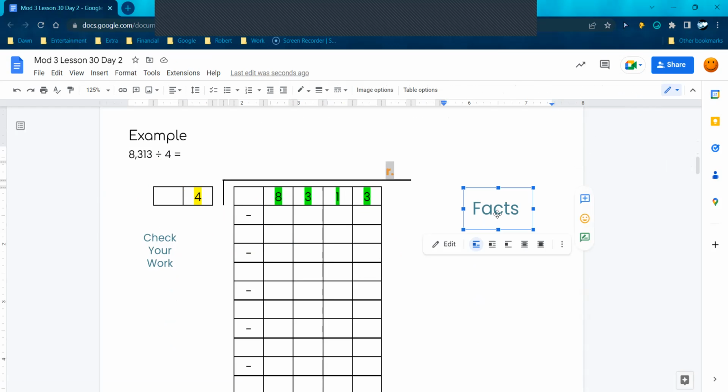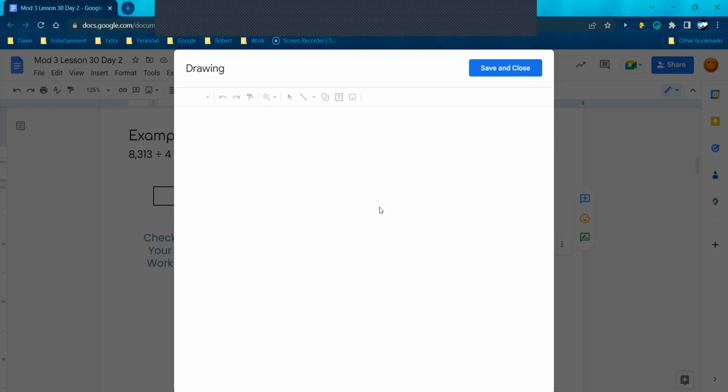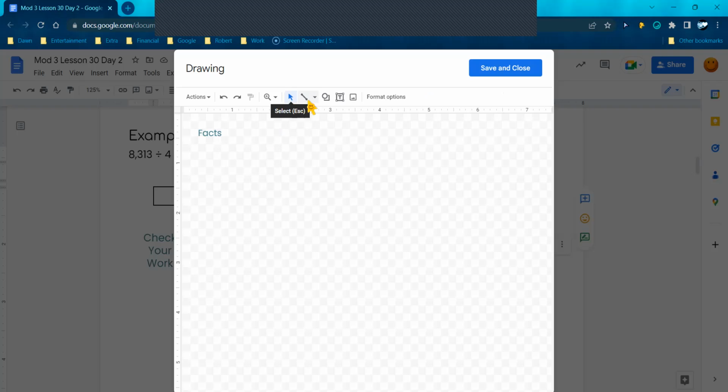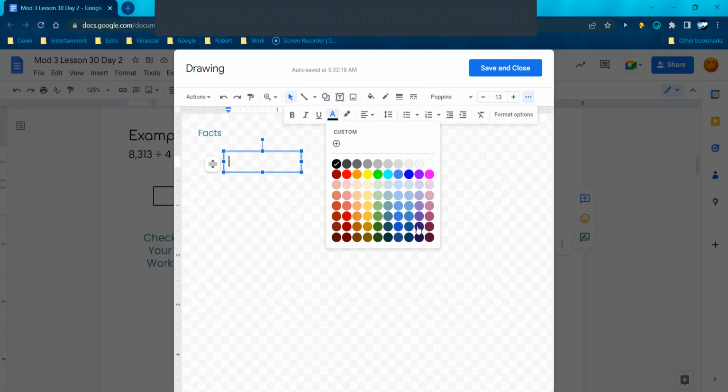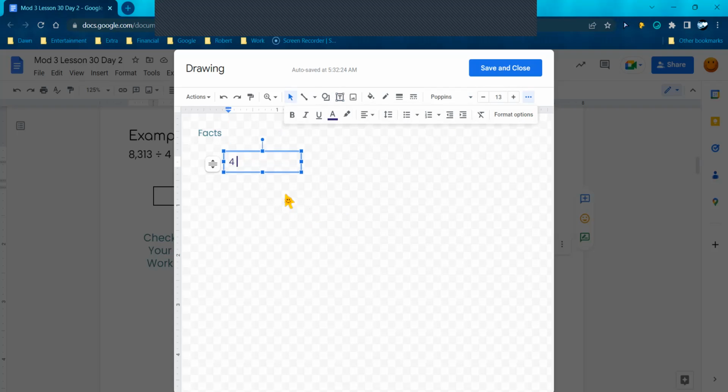So let's bounce over to here and let's quickly write in our facts. This might make it a little easier. I'm going to go ahead and do a text box because I want to make sure I see what I need to see. And of course, I want to change everything up. I'm going to do purple today. So we're going to do 4 times 1 equals 4. 4 times 2 equals 8. 4 times 3 equals 12. 4 times 4 equals 16.